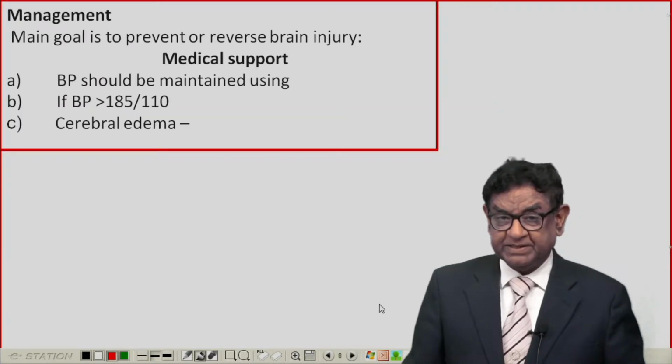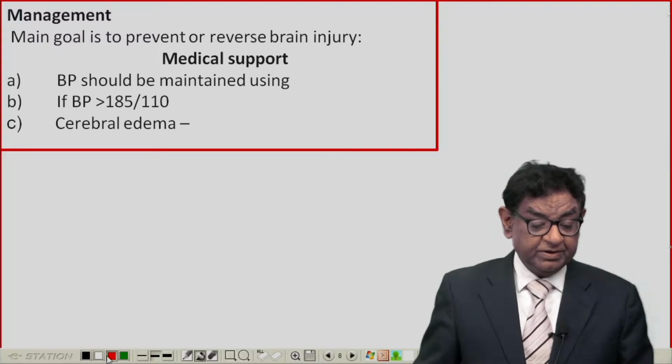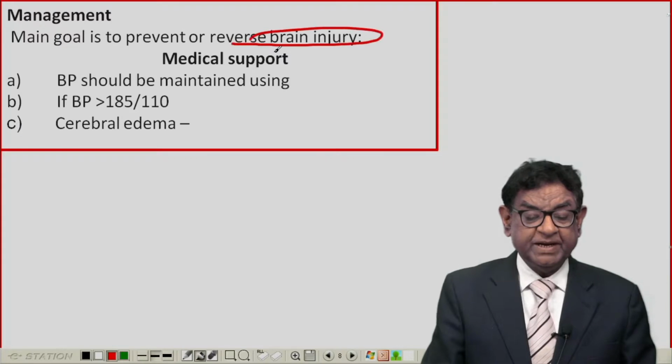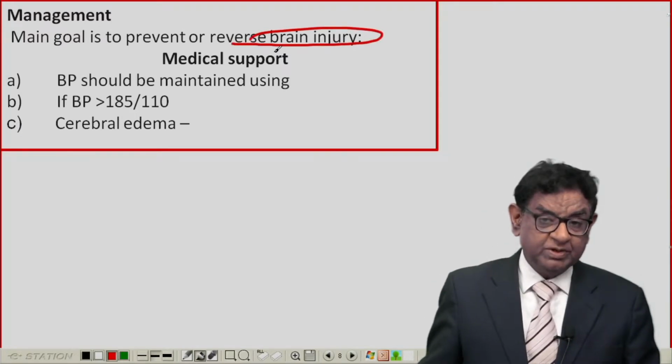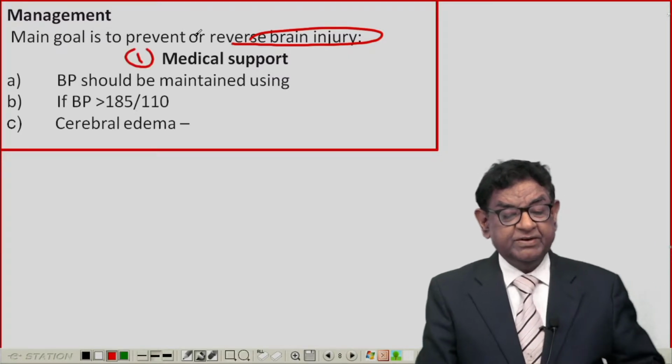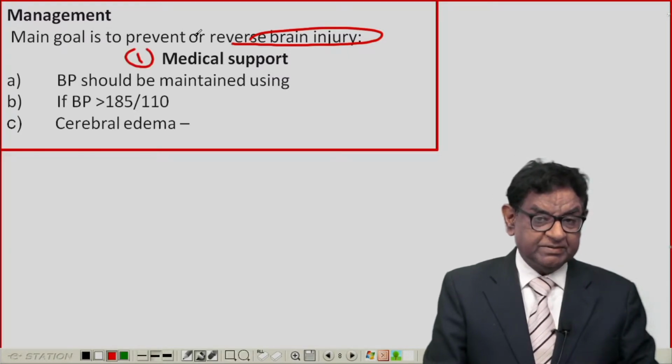Now how to manage this case? Well, our ultimate aim is to prevent or reverse the brain injury. So we do management in different aspects. First is medical support. In fact, this is one of the best early things that we have to do.